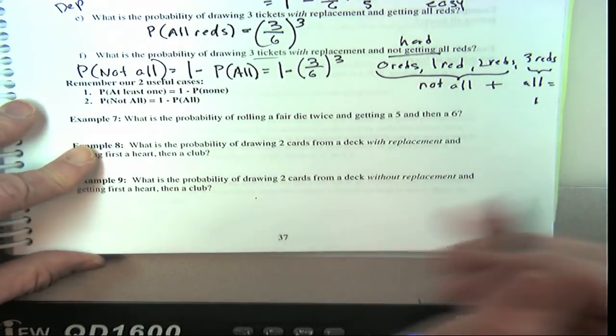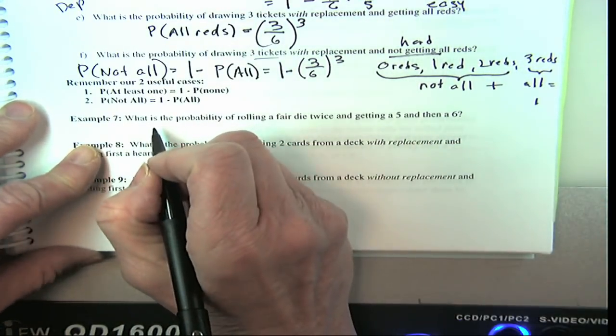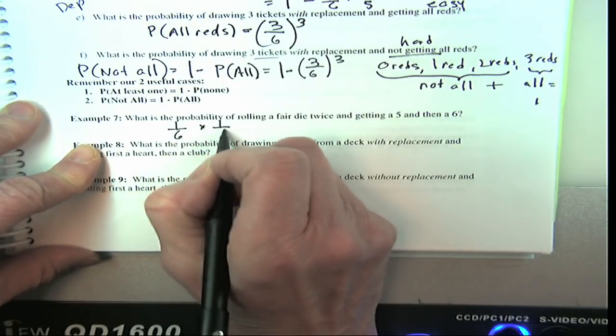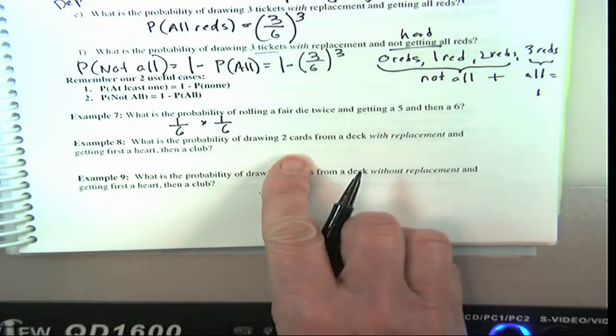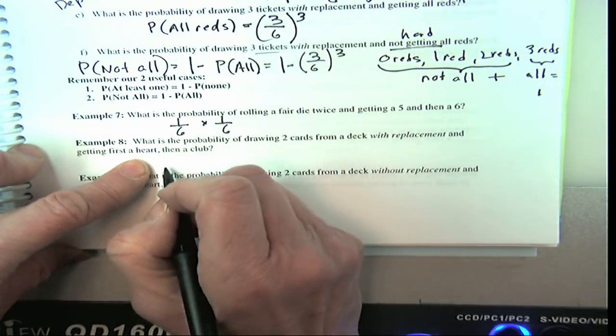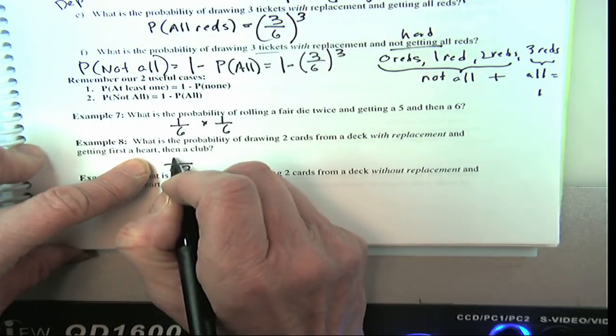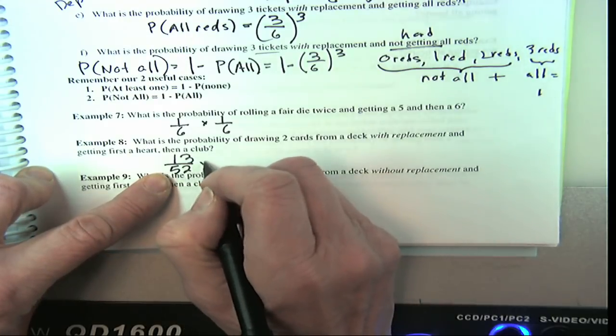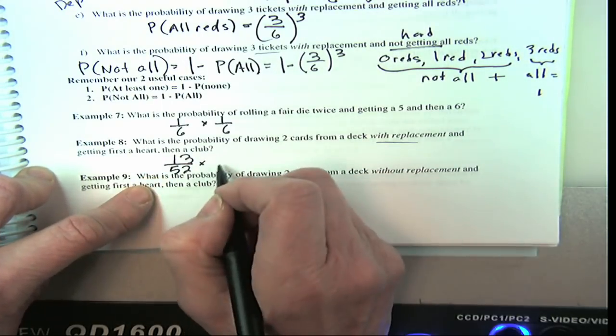We'll just do these and then, okay, a 5 and then a 6. So the probability, that's 1/6, you multiply times 1/6. What's the probability of drawing 2 cards from a deck with replacement and getting first a heart and then a club? Well, there's 52 cards, and there's 13 hearts, and there's 13 clubs, but it's with replacement, so it's just that.